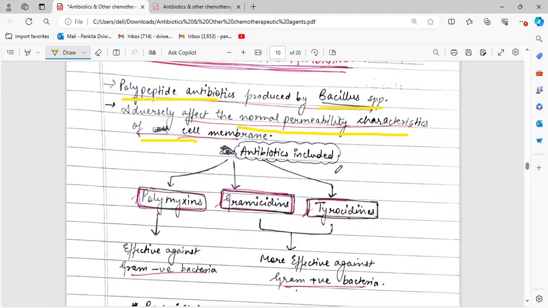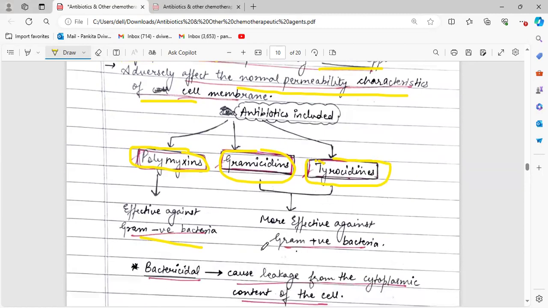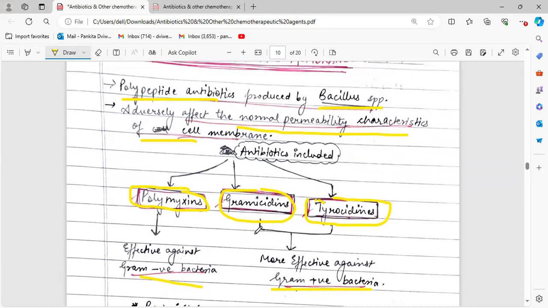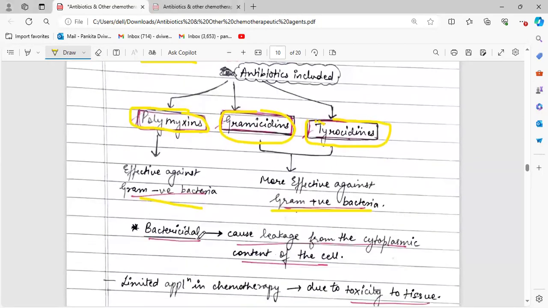The examples of antibiotics included in this category are polymyxins, gramicidine, tyrosidines. The polymyxins are effective against the gram-negative bacteria, while the gramicidines and tyrosidines are both more effective against the gram-positive bacteria. These antibiotics are bactericidal because their bactericidal effect is due to the leakage that they cause from the cytoplasmic content of the cell that they are attacking.